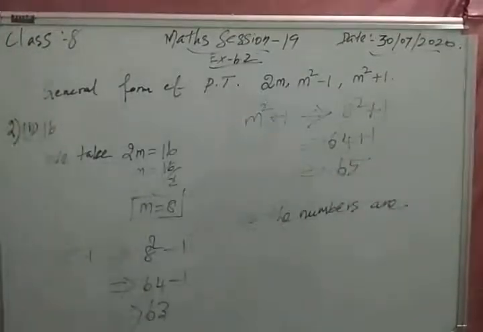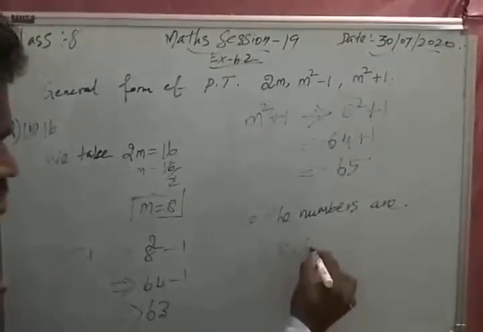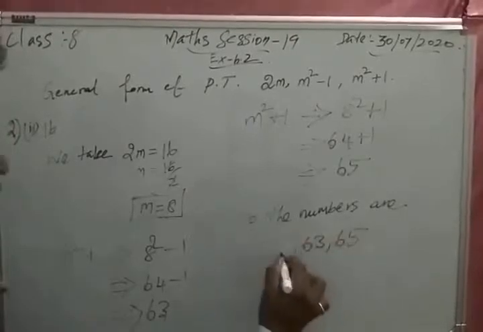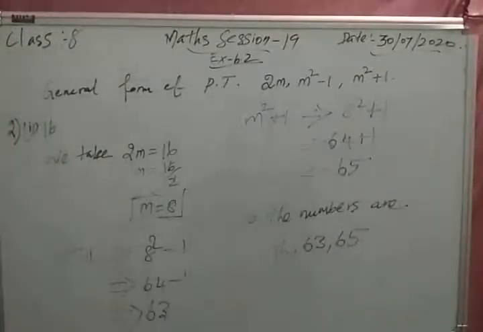Then the three numbers are, we can easily say, 8, 63, 64. Sorry, not 8, that is 16, 63, 65. Understood, students?